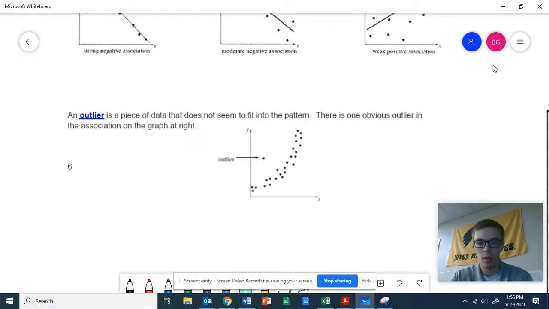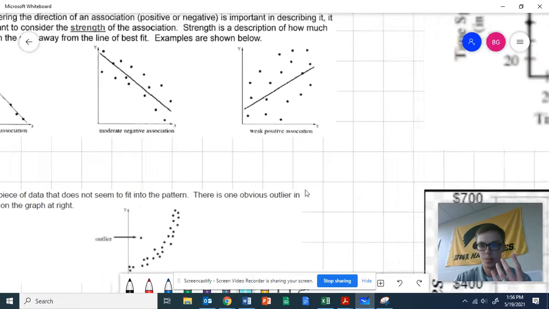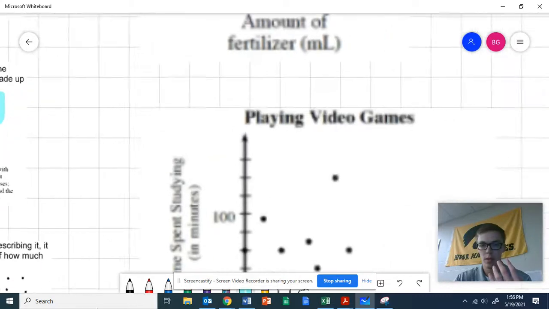We might just call the numbers or label the number of outliers that we have. So the four things you're going to have to help describe an association after your explanation that we were practicing earlier is direction, form, strength, and number of outliers. So let's look at some examples here.